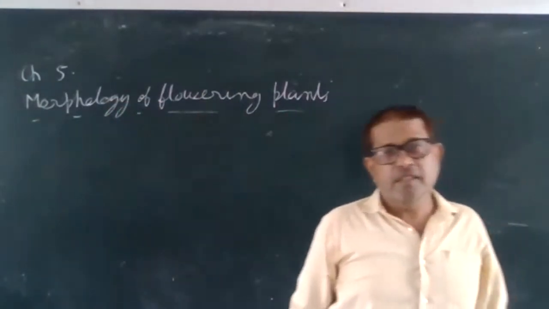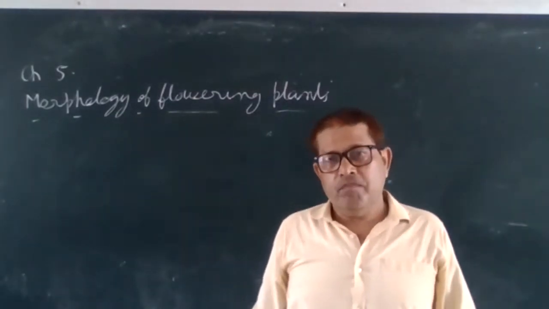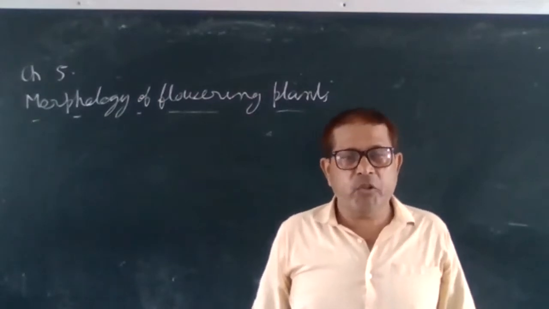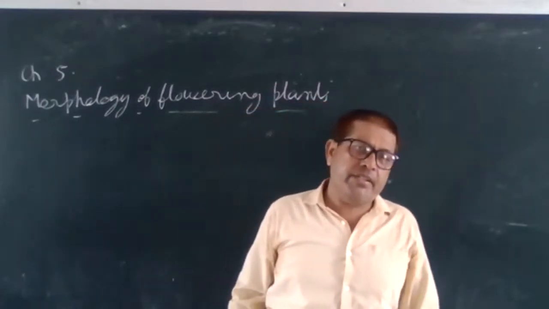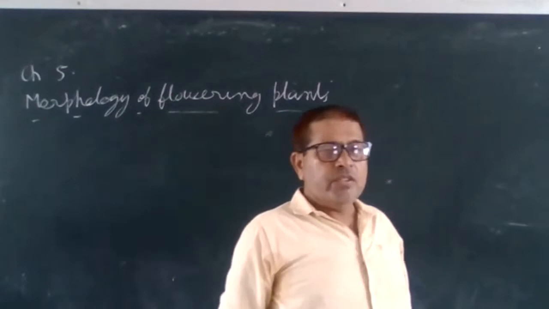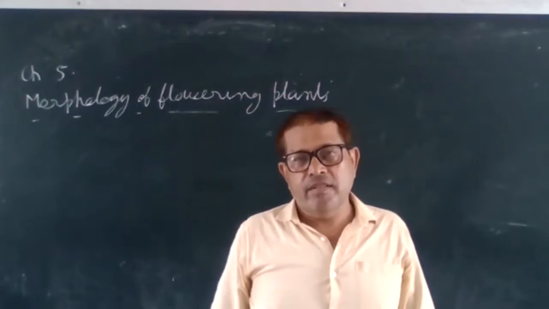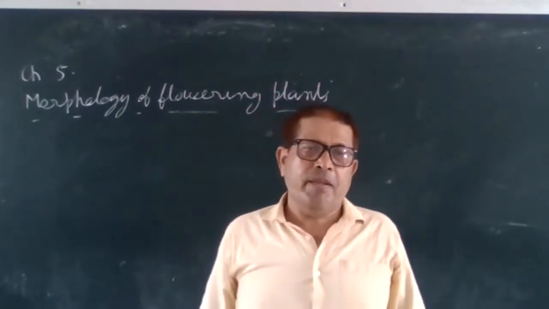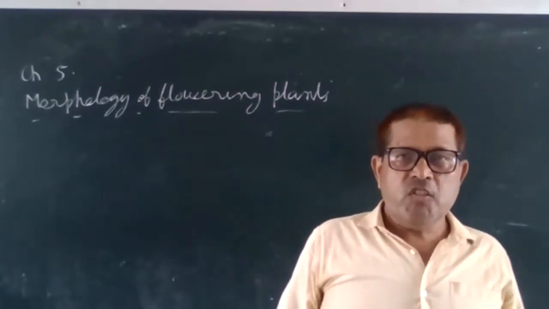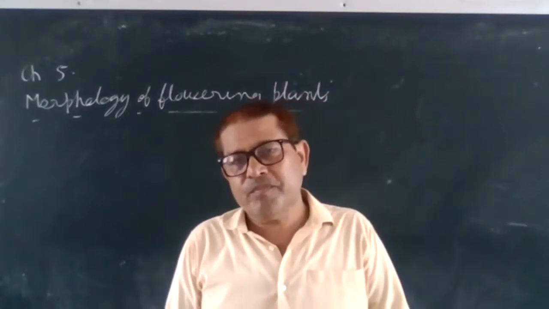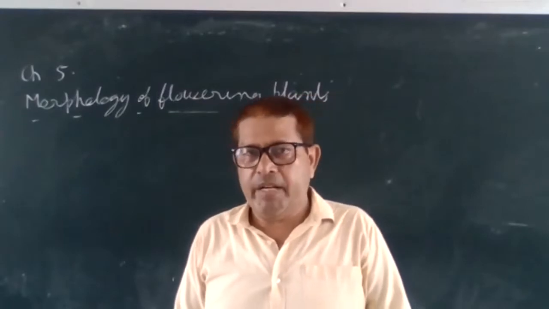We see a variety of flowering plants, but these flowering plants are divided into roots, stems, leaves, branches, flowers, fruits, etc. So we have to discuss today about the morphology of flowering plants.